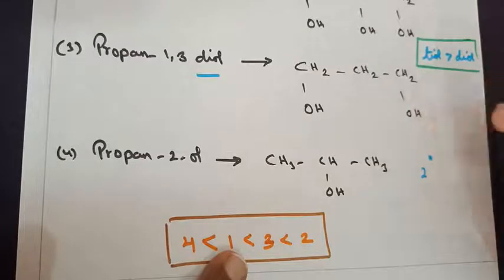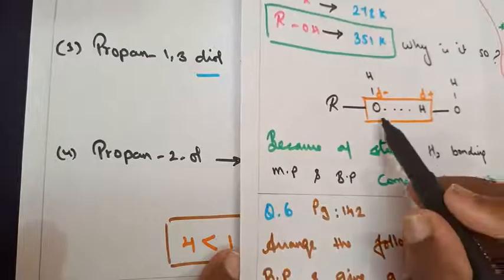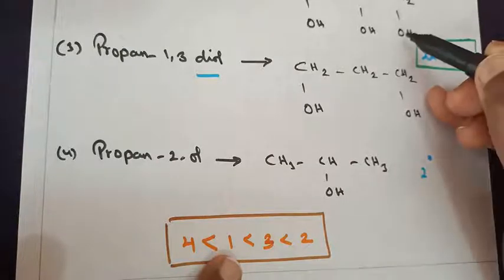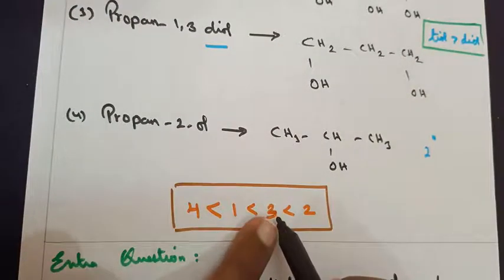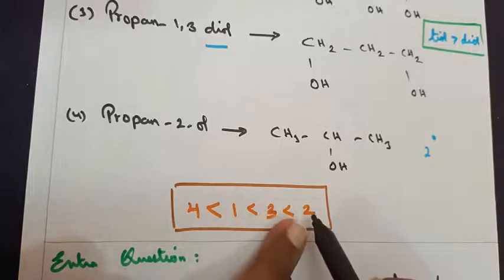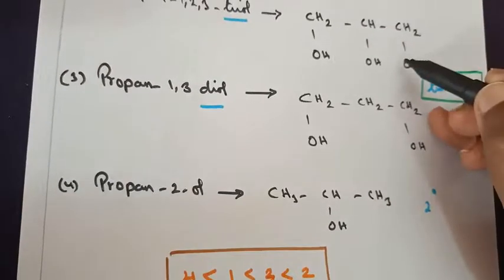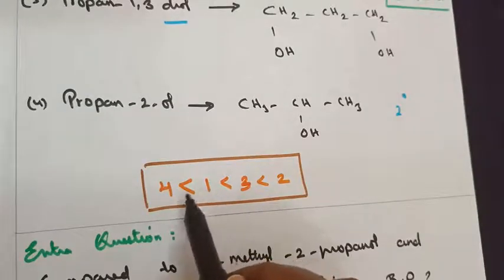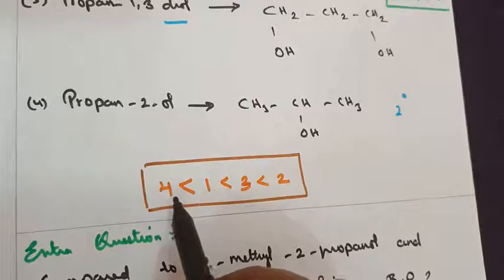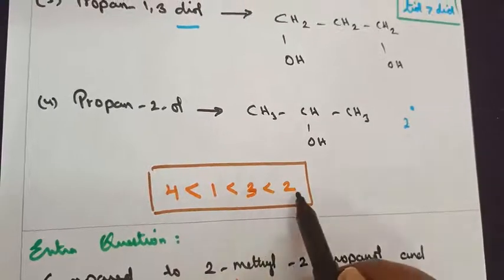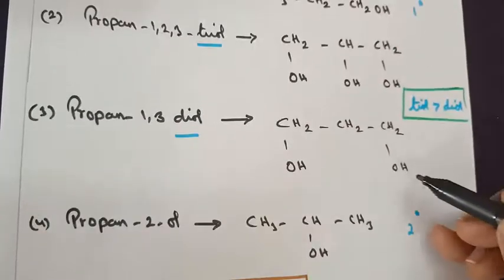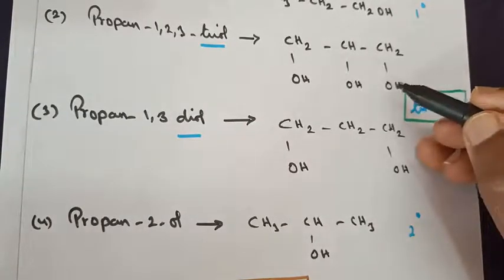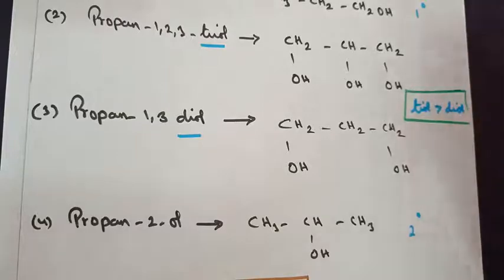Come back to the second and third one. What criteria will we use here? Based on the number of hydrogen bonds they are forming. Here only 2 hydrogen bonds, here 3 hydrogen bonds. So the third one comes second, and the last one, the highest boiling point, will be for the second one. I hope you are able to understand the concept here. These two are explained in terms of secondary and primary alcohol. These 2 points are explained based on the number of hydrogen bonds they form. Greater the number of hydrogen bonds, greater will be the boiling point.